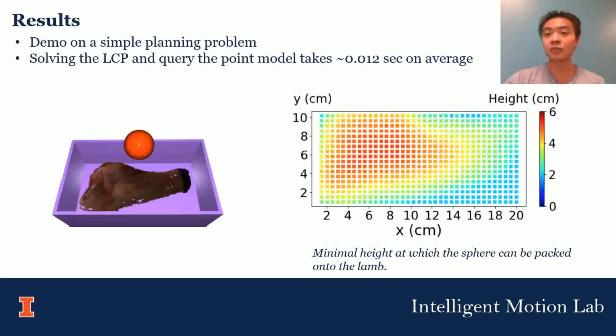We basically do a grid search, and the plot of the minimal possible height of the sphere on the XY grid is shown here. Solving the LCP and querying the point models take about 12 milliseconds on average.